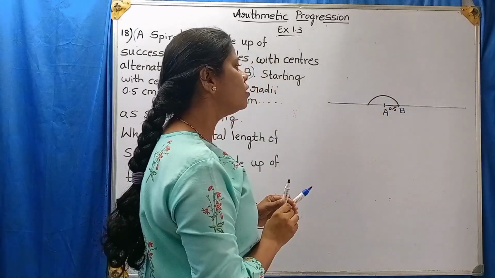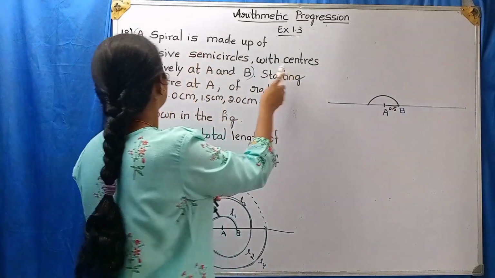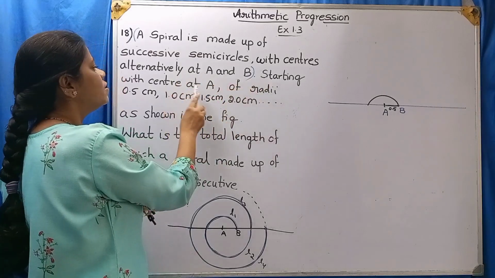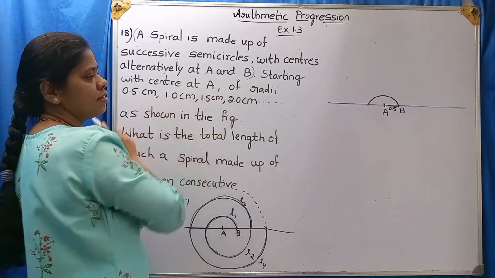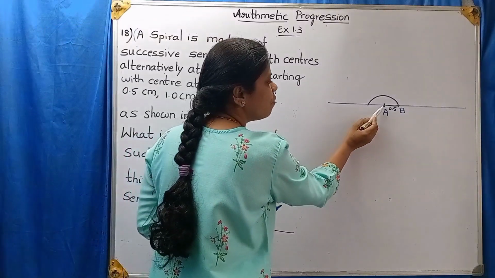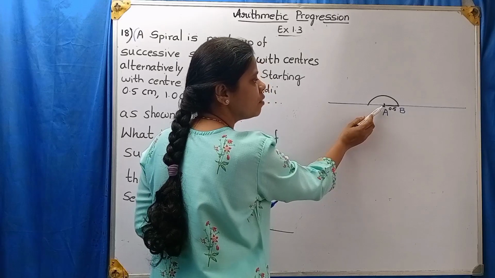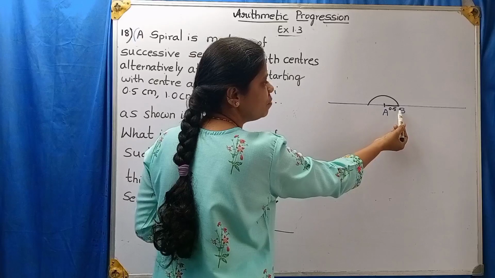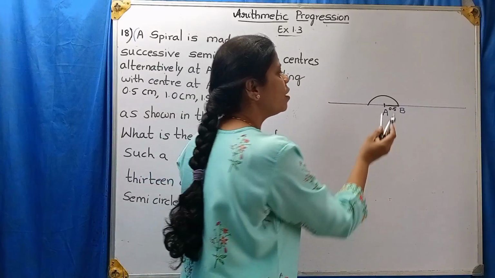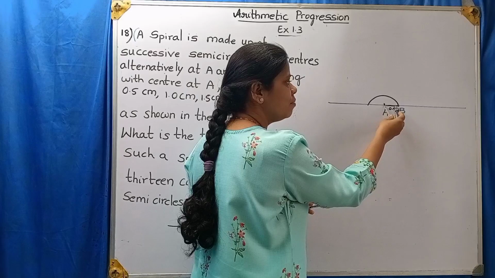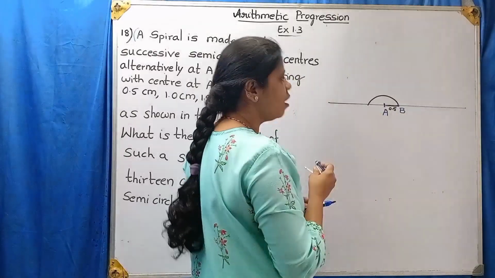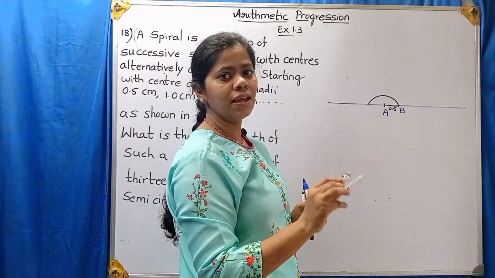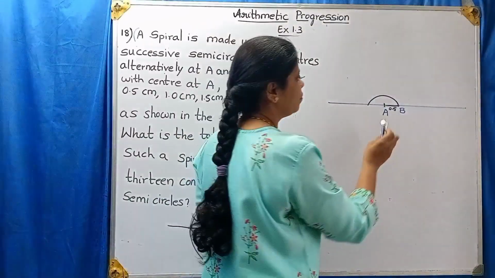Now, see what they told us? With centers alternatively at A and B, starting with center at A of radii 0.5 centimeter. It means one time we have to keep our compass at the point A and alternatively we have to keep our compass at the point B. First, I kept my compass at the point A and it measures 0.5. Now, keeping our compass at the point B, we have to construct a semicircle.